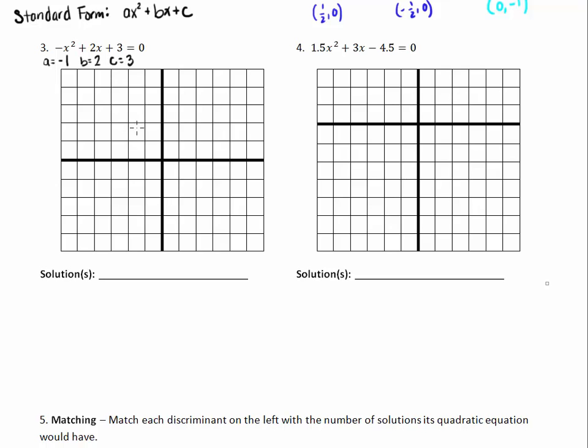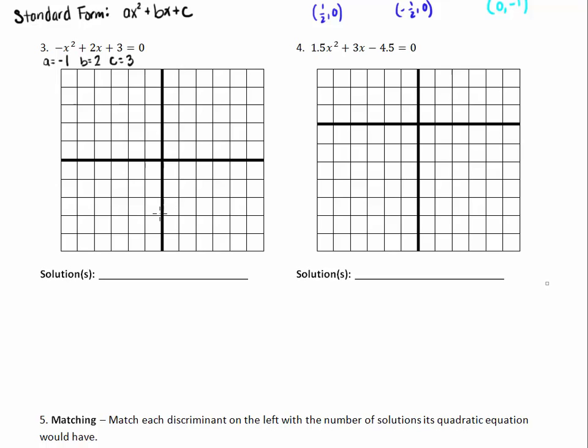Now, on our factored form, it was really easy to find the solutions really fast. On the standard form, it's a little bit more complicated. In fact, finding the solution is going to be one of the last things that we do. Probably the easiest thing to find in standard form is where our graph is going to cross the y-axis.